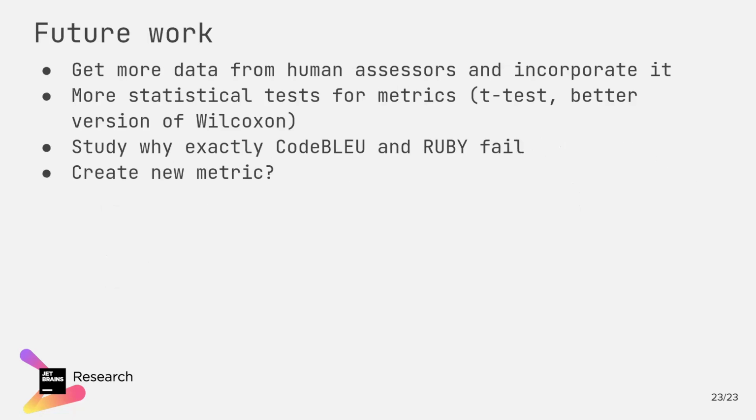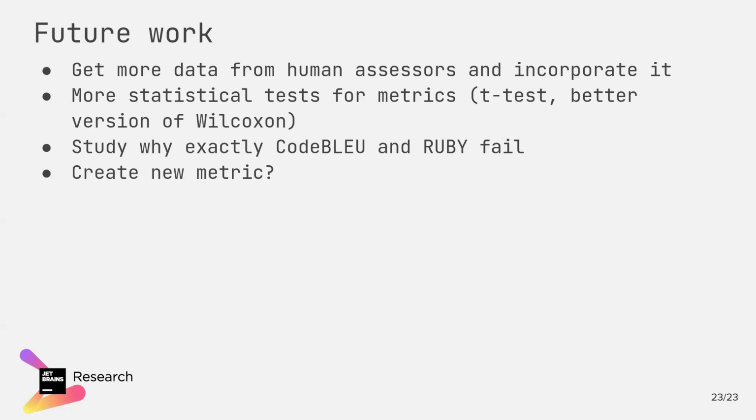Okay. So future work. What is still left to do? We still have to get more data from the human assessors and incorporate it to get better data on statistics, on the correlation. We want to do more statistical tests for the metrics. So we want to do a better version of Wilcoxon.